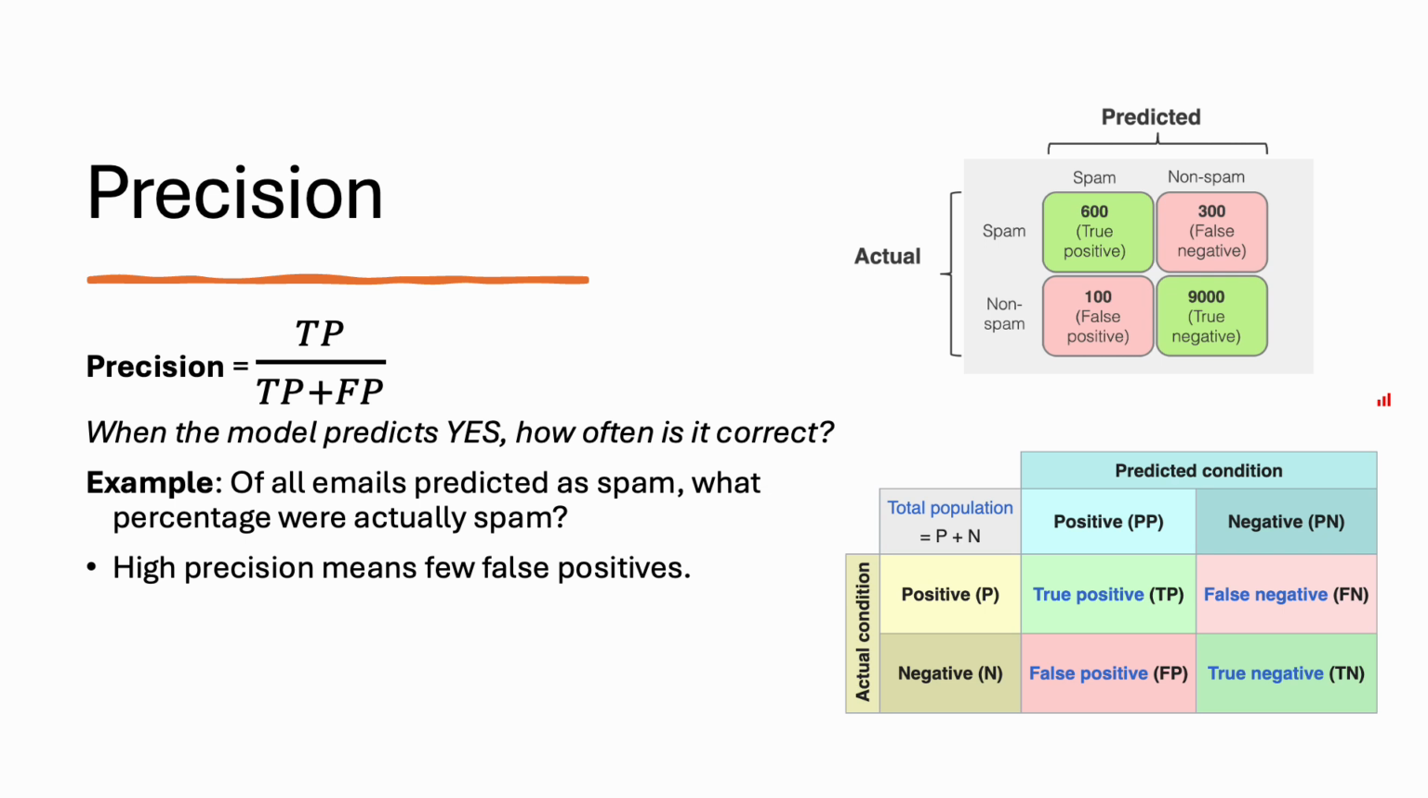So if all the emails predicted as spam, what percentage were actually spam? High precision means few false positives. This is very important. So we need to remember this: high precision means there are few false positives.